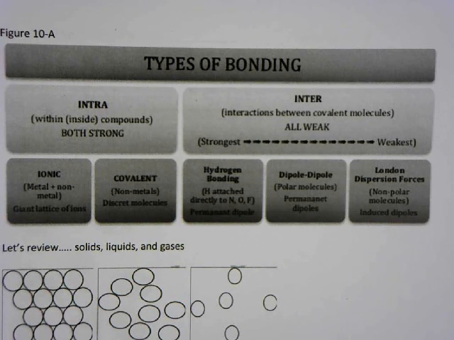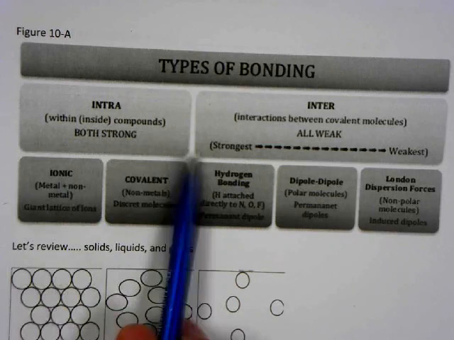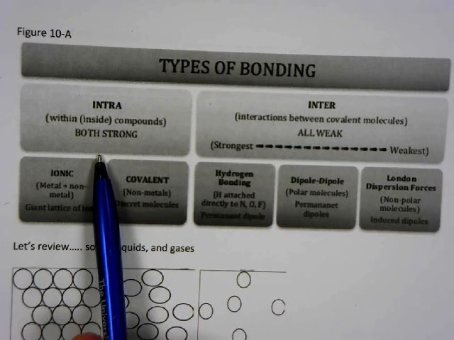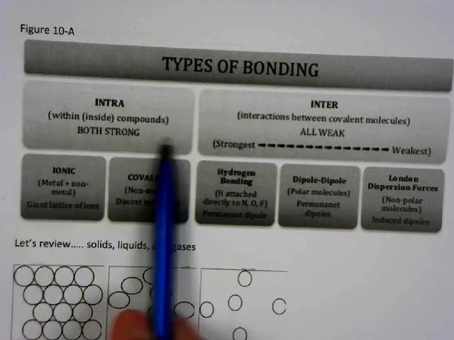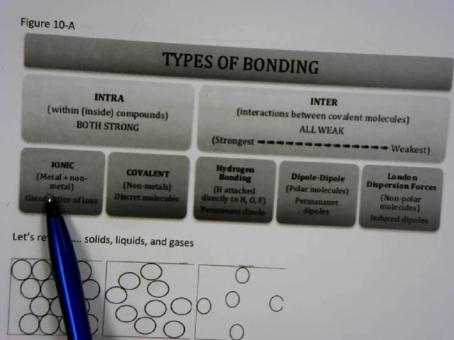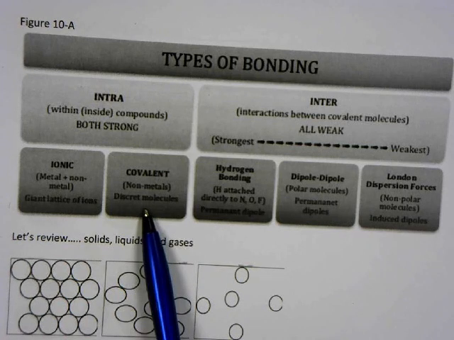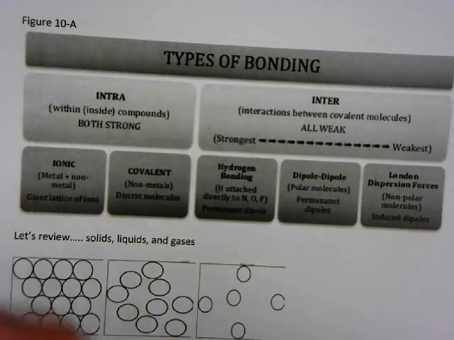Okay, so, chapter 10, solids and liquids. Sounds simple, but we're going to get into something a little bit more. So we have been living in this area, right? We've been living in the intramolecular bonding. So intramolecular bonding is super strong. This is within compounds, right? So this is metal-nonmetal, which is ionic, or two nonmetals, which is covalent. Covalent is actually stronger than ionic because covalent has those shared electrons.